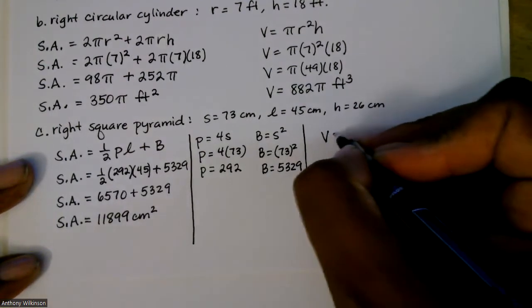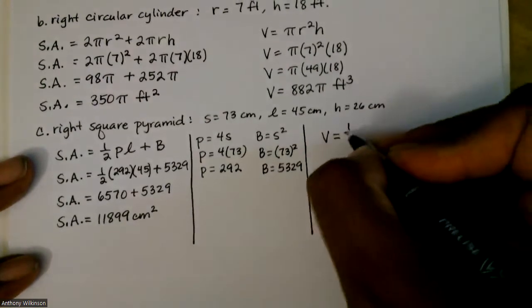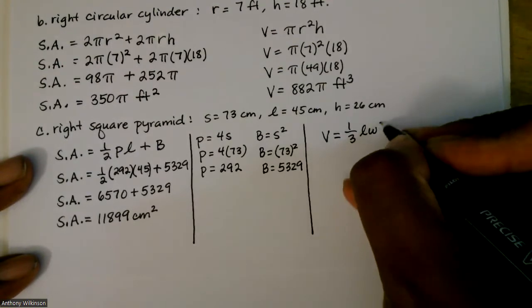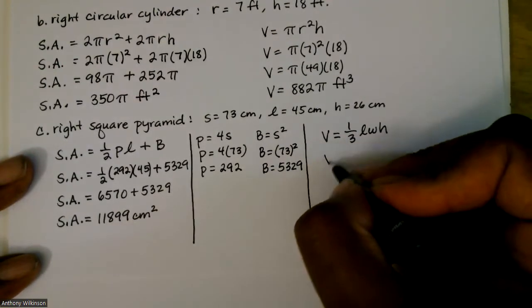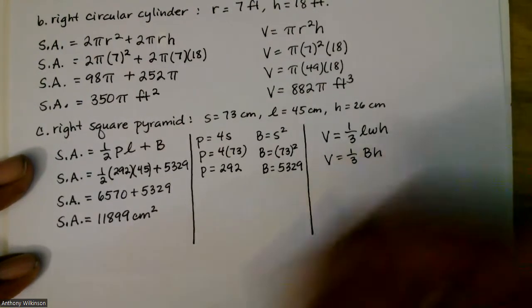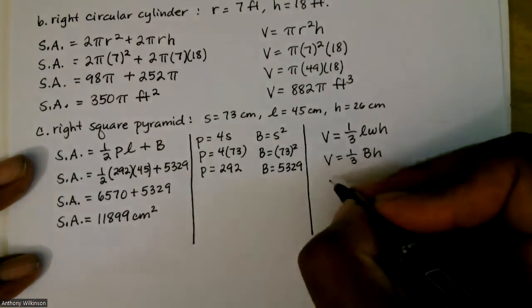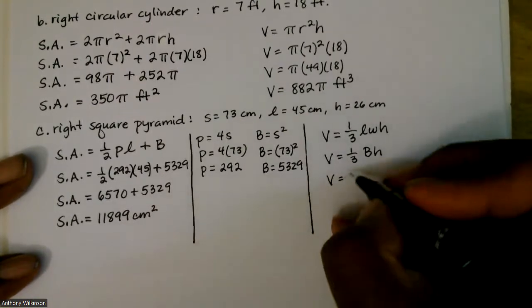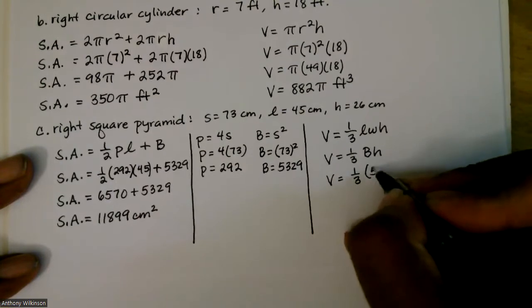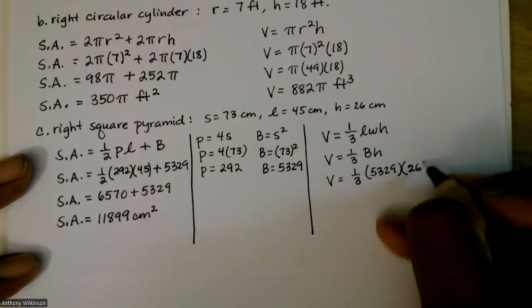Now on this side, I'm going to do the volume of that right square pyramid. The volume would be 1/3 the length times the width times the height, which is actually 1/3 the base times the height, because the base is always length times width. Well, in this situation, it's not always that, but it's just in this situation. That base was 5,329, so I take 1/3 of 5,329 times the height, which is 26.